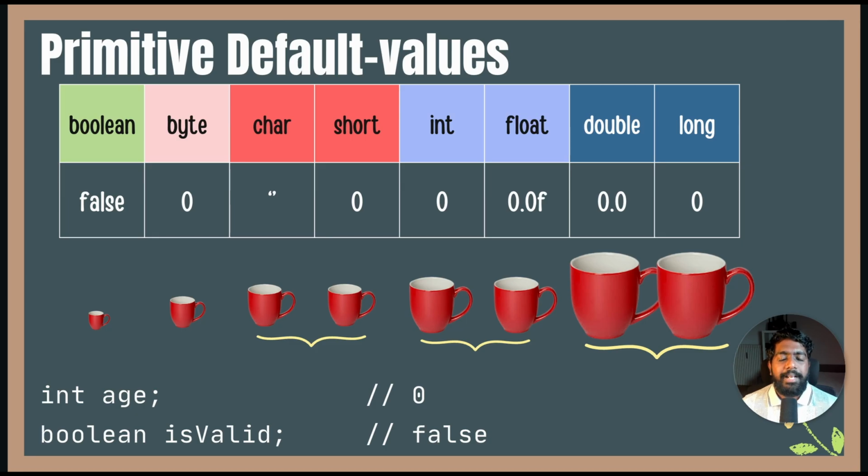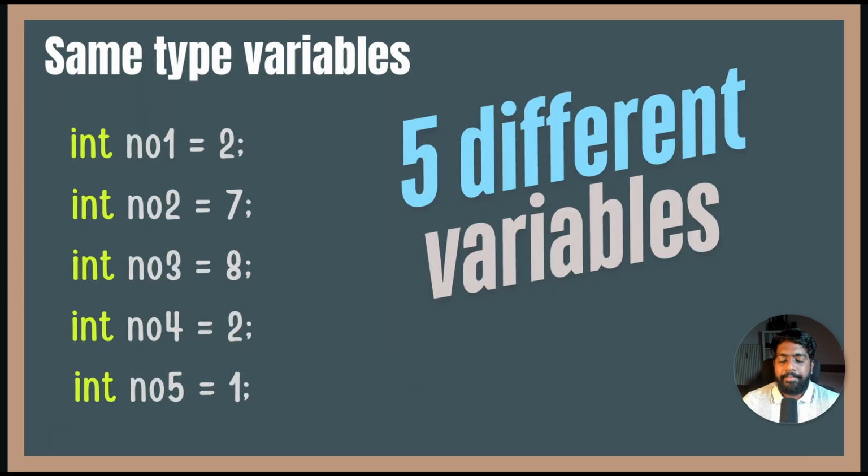When you do not provide a value for a primitive data type variable, Java will assign a default value. Here you can see I have shown you all the default values for the respective data types. If you look closer, most of these values are neutral, and all the numeric data types have the default value of 0.